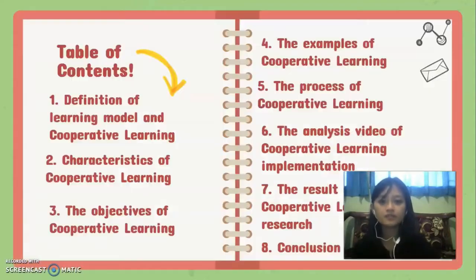includes the definition of learning model and cooperative learning, the characteristics, the objective, the example, the process of cooperative learning, the analysis video of cooperative learning implementation, the result of cooperative learning, and conclusion. So today I will present about the definition of learning model and cooperative learning, the characteristics, the objective, and the example.